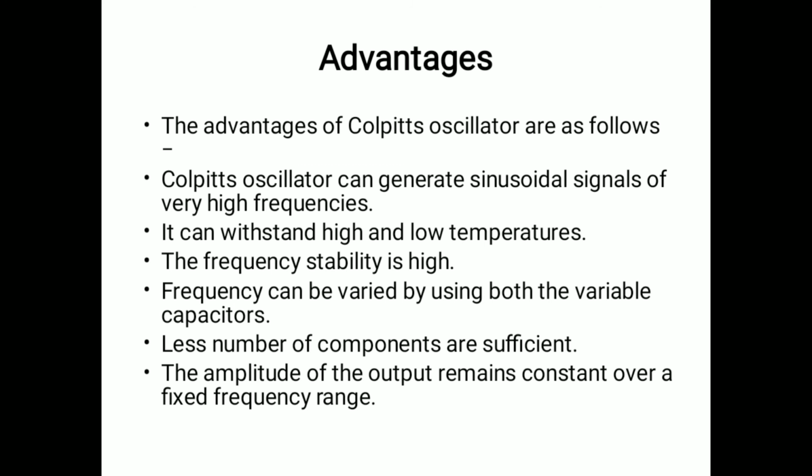Let's talk about the advantages of the Colpitts oscillator. It can generate sinusoidal signals of very high frequencies. Second, it can work at both high and low temperatures. Third, the frequency stability of the Colpitts oscillator is high, and the frequency can be varied by using variable capacitors C1 and C2. Fewer components are required, and the amplitude of output remains constant over a fixed frequency range.